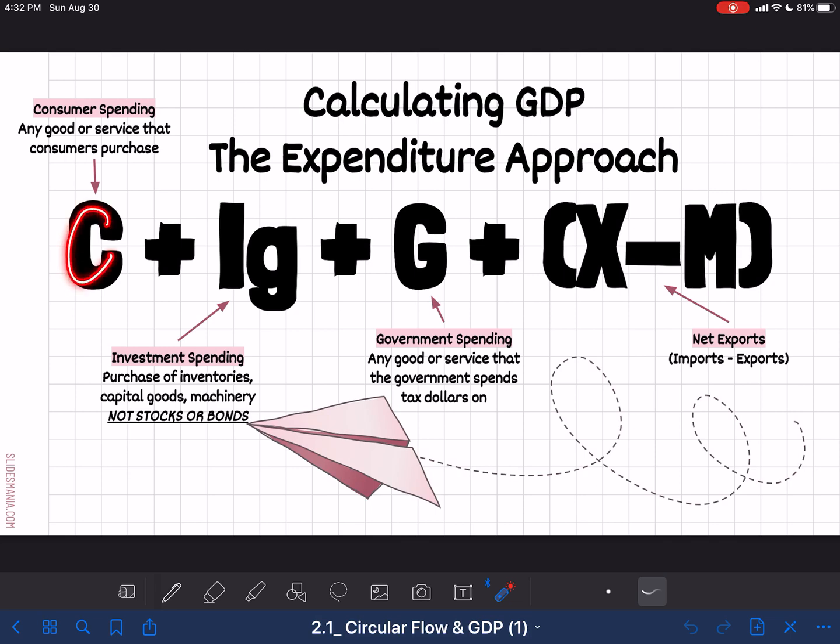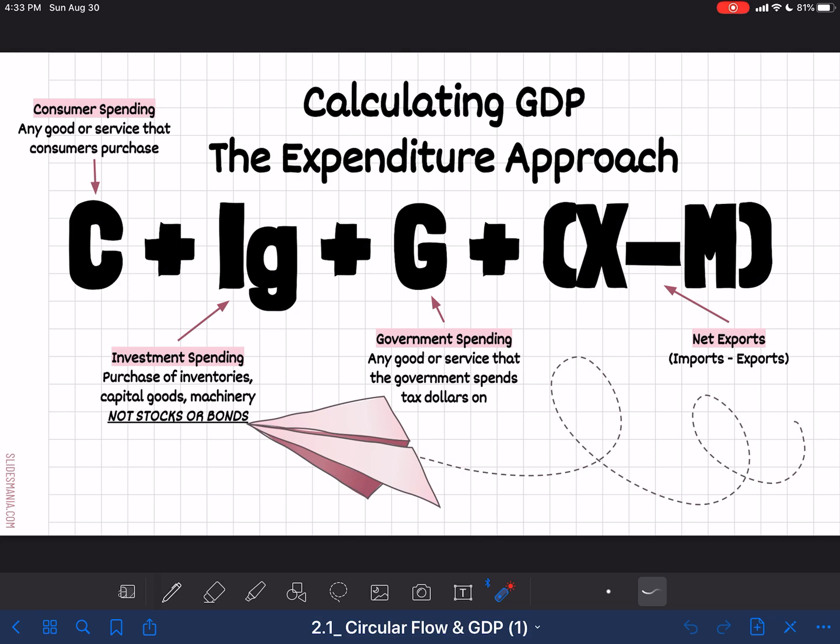So the C in Sig X stands for our consumer spending. So any good or service that a consumer purchases would be considered consumer spending. So all of your spending and my spending would be considered consumer spending. Investment spending is the purchase of inventory, so anything that is used to stock shelves. It's also the purchase of capital goods and machinery for business expansion, but it is not stocks or bonds. Let me make this very, very clear.